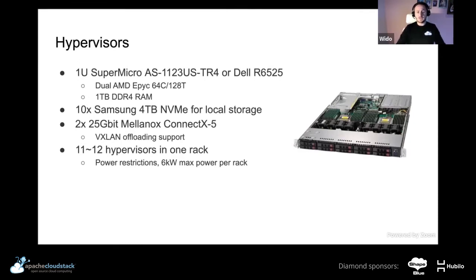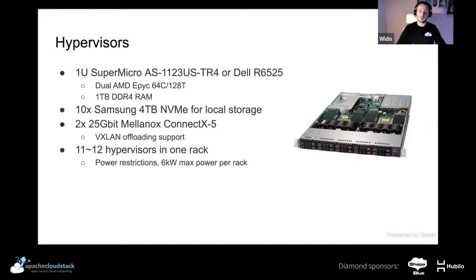The hypervisors themselves are either Supermicro or Dell, pretty much the same setup, depending on the vendor. It's a dual EPYC 64 core, 1 terabyte of memory, a bunch of NVMe drives for local storage, because in addition to Ceph, we also use local storage, and they have a Mellanox card in them because it has VXLAN offloading support. So the card does the encapsulation and decapsulation of the packets, so the CPUs don't need to do this, and they are way faster. So if you want to use VXLAN, always use a card which has offloading.